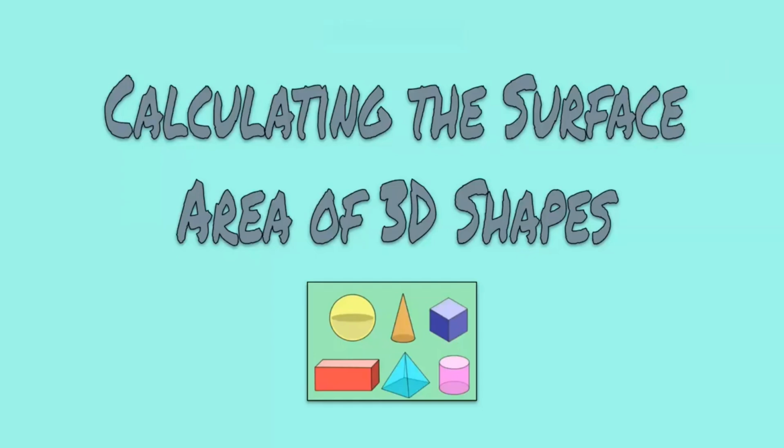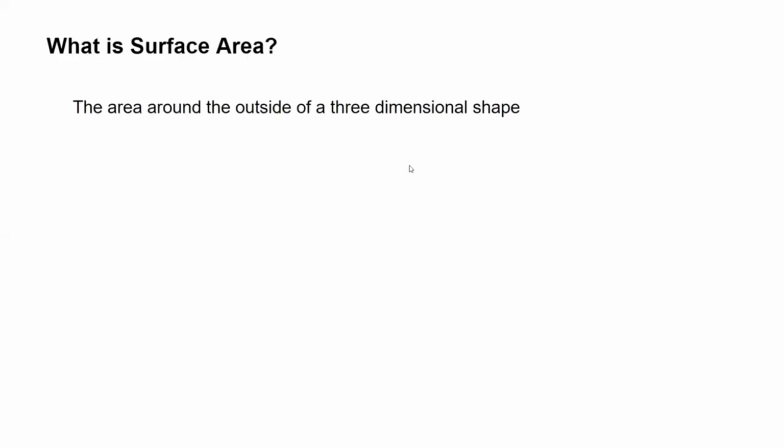301.6. This video, we are going to review the calculation of surface area of 3D shapes. What is surface area? It is the area around the outside, or perhaps sometimes the inside, of a three-dimensional shape.